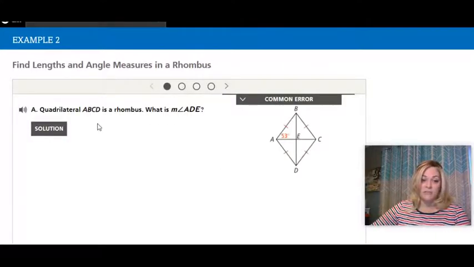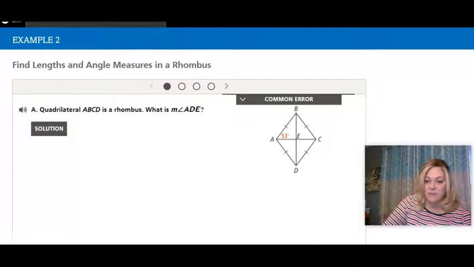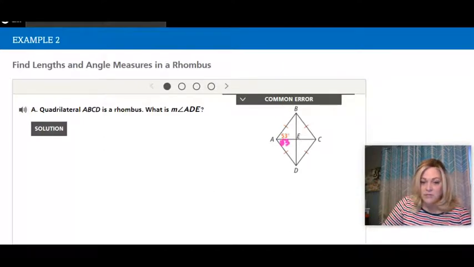A quadrilateral, ABCD, is a rhombus. So it's telling us this is a rhombus. What is the measure of angle ADE? So I'm going to have you think of those triangles again. We're always referring back to those triangles. That's why we learned them earlier this year. So if this is 53, this is 53. Oh, that's a really squished 53. And this is 53, and this is 53. Okay, so you kind of get the idea, and there's all those broken up triangles.